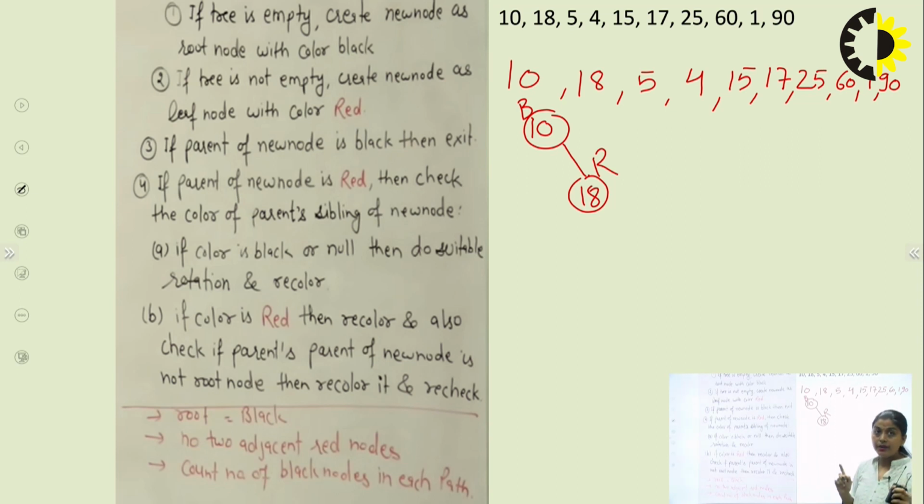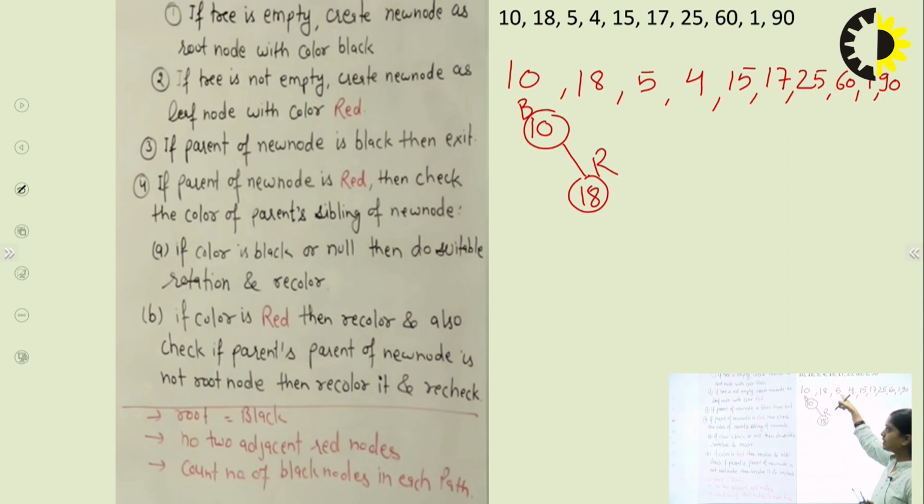And in every insertion or every deletion, we have to check all the properties, mainly these 3 properties: root is always black, no 2 adjacent red nodes, and the count of black nodes in each path. Then all 3 properties are satisfied in this particular situation. Root is black, no red child of a red parent, and the black height is the same in both paths.